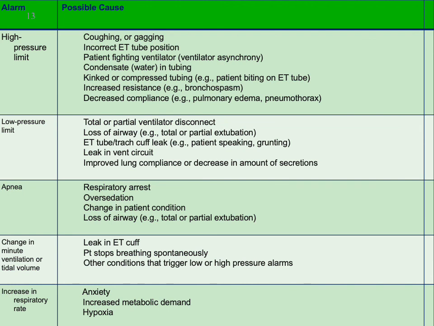The next alarm is change in minute ventilation or tidal volume. This can be caused by a leak in the endotracheal tube cuff, if the patient stops spontaneously breathing, or some of the other conditions that might cause a low or high pressure alarm. And then nursing interventions for that would include checking the cuff pressure or seal and evaluating the patient.